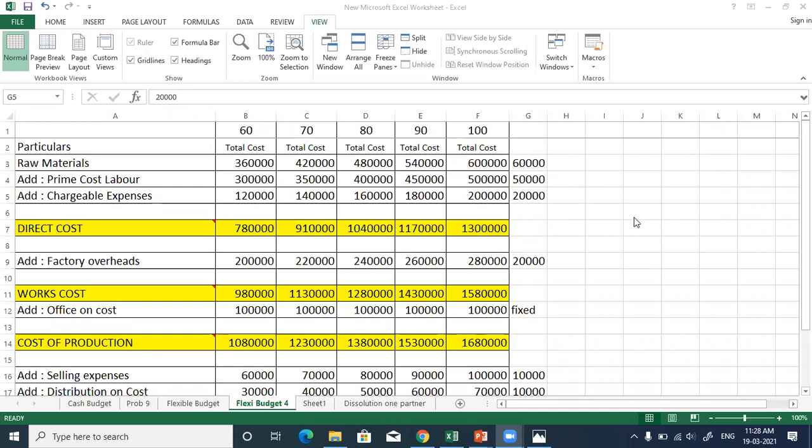So I request you to please practice problem number 3. Now I have already explained the problem number 4.